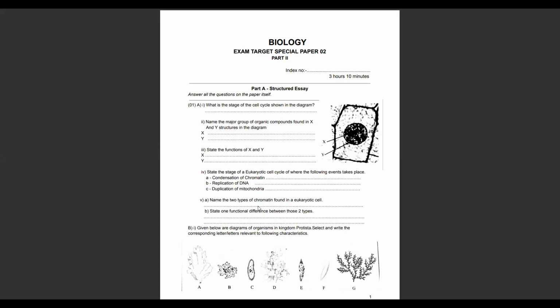Here, what is the stage of the cell cycle shown in the diagram? Now, here there is only one nucleus, right? There are no two nuclei. Only one is there. And the nuclear membrane is not fragmented, right? So here it should be the interphase of the cell cycle. Give 1 mark.